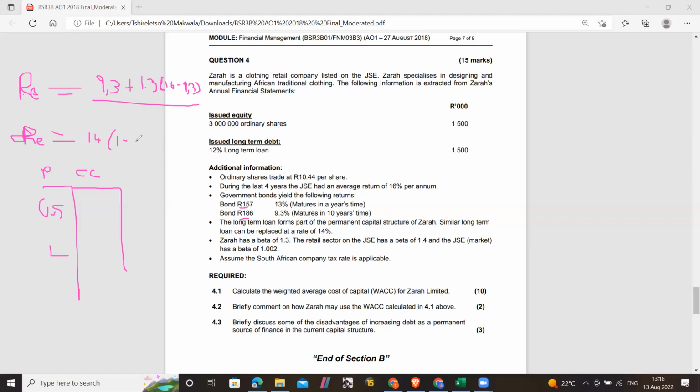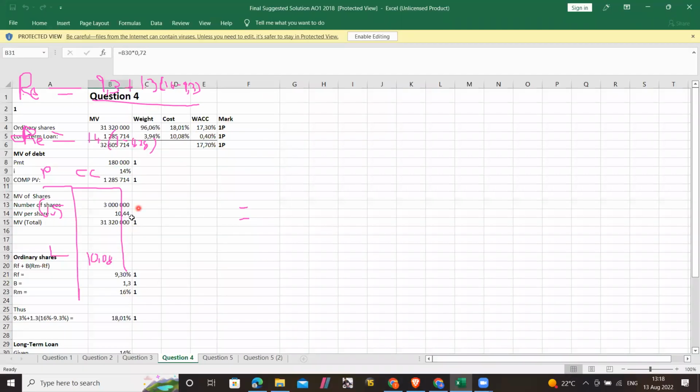14% times 1 minus T, and they said here the South African company tax rate is applicable. So minus 28%. So we are going to say 14 times 0.72. That gives us 10.08. That's the cost for this. And then you put that in the calculator, and that's how they got these two answers.